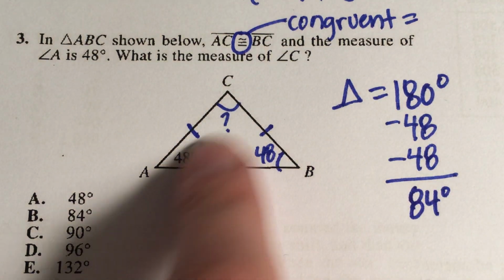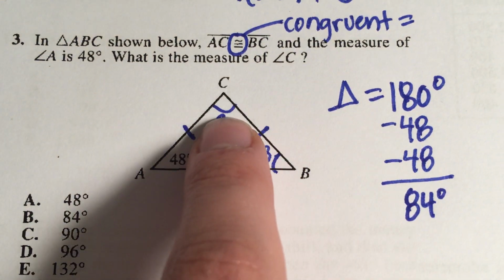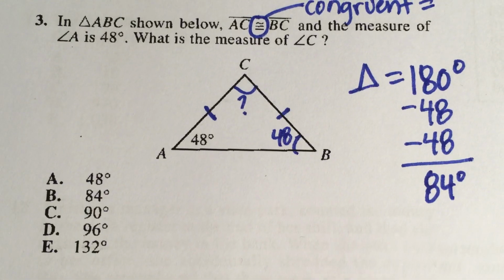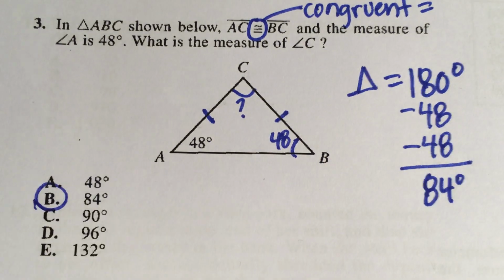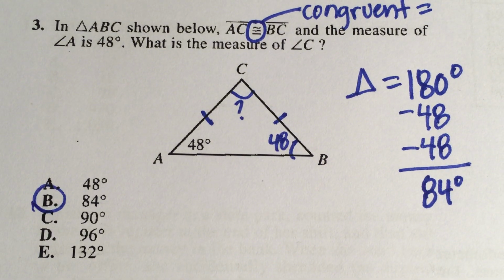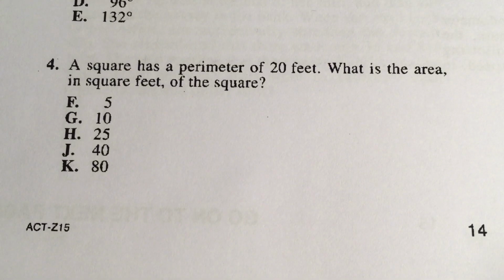And I can see that's close to 90 degrees, like close to a right angle. So that makes sense that it'd be about 84 degrees. So my answer is angle B. Or answer B. Cool. Number 4.